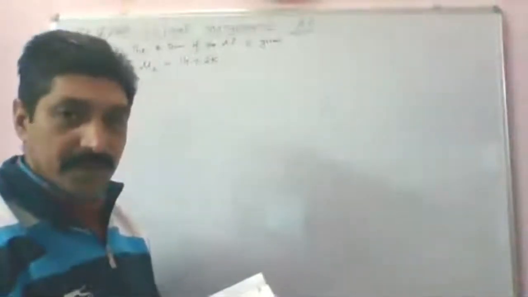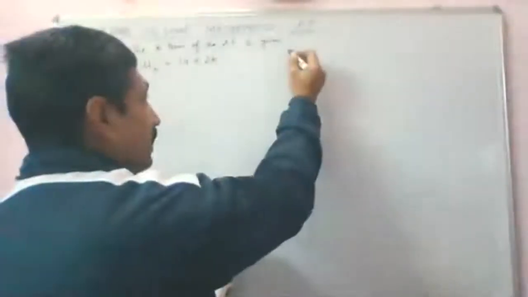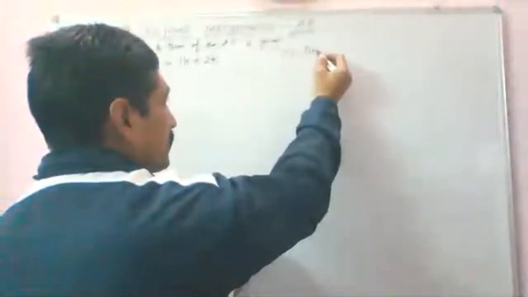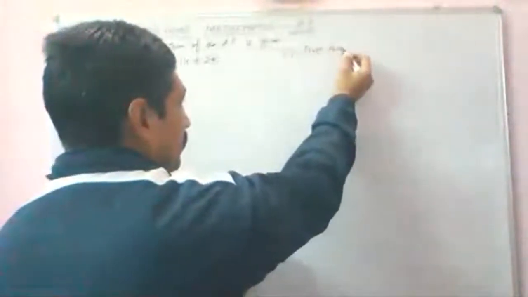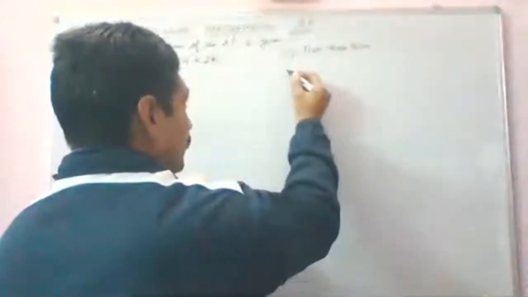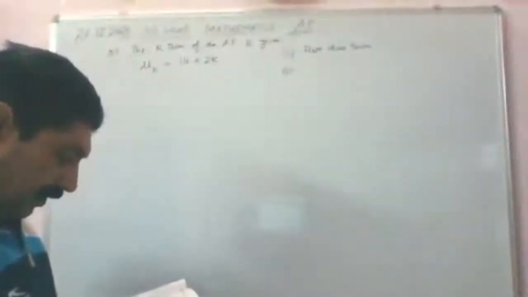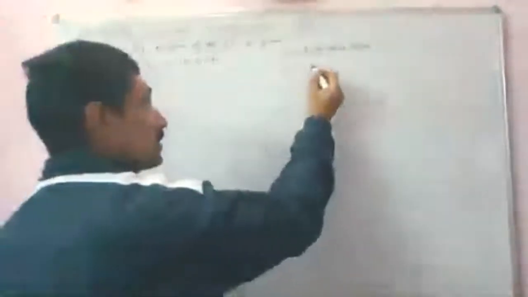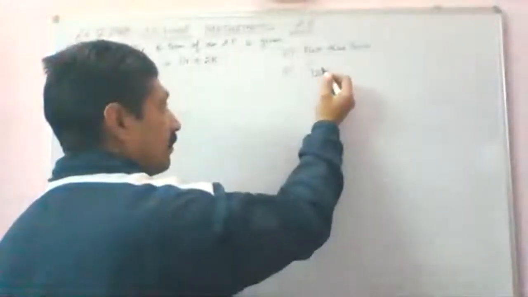First is to write down the first three terms of the progression. And second, they are saying calculate the sum of the first 12 terms of this progression. Simply I am writing sum of 12 terms. These two things are given.